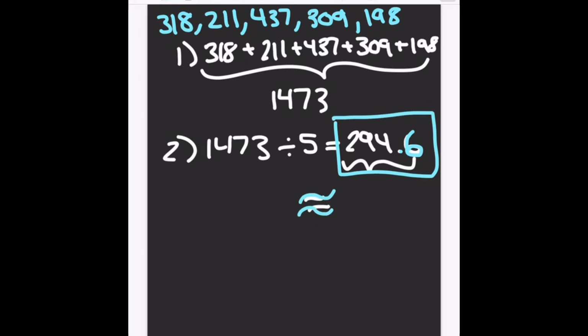So if your question says to round up or just round to a whole number, you have to round up. For now, we could just leave it as a decimal. So hopefully this video helped you better understand how to find the average of a data set.